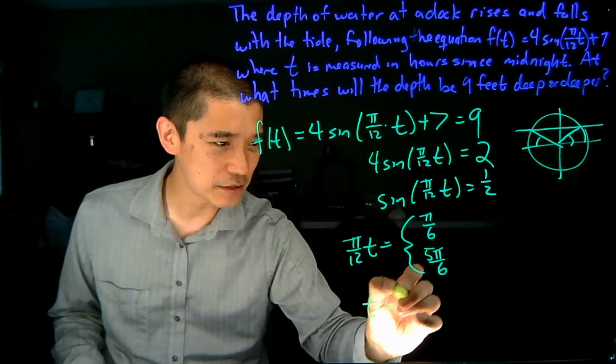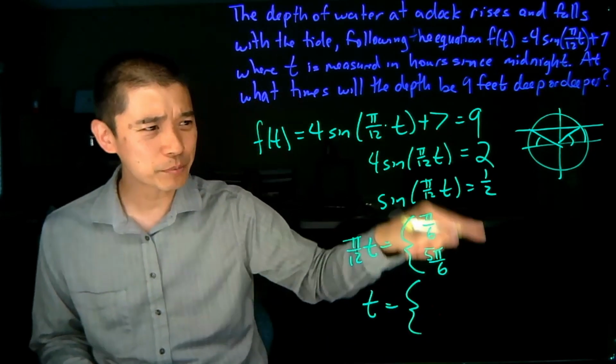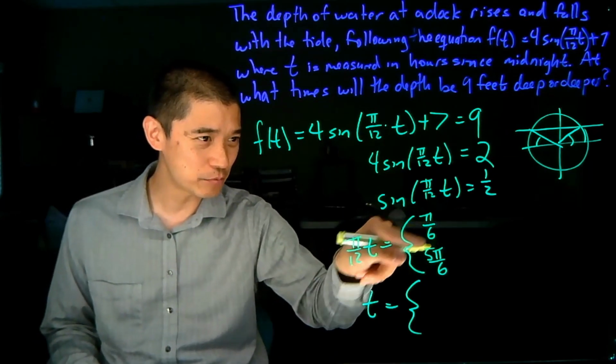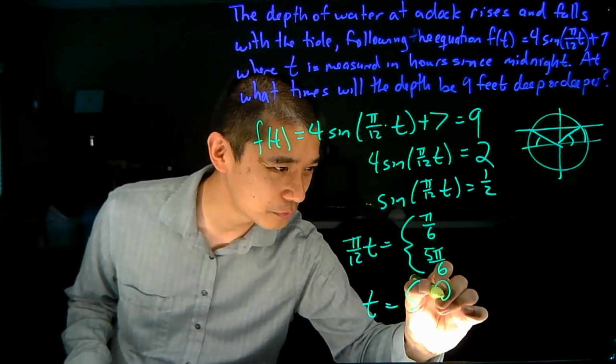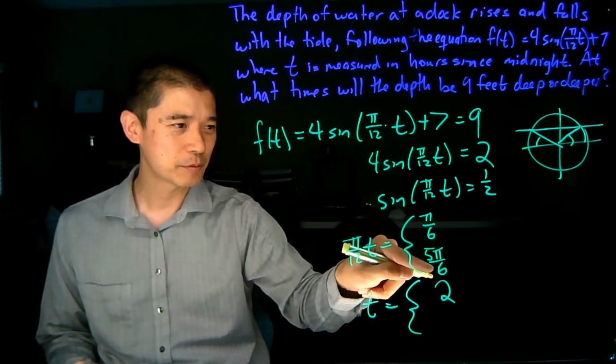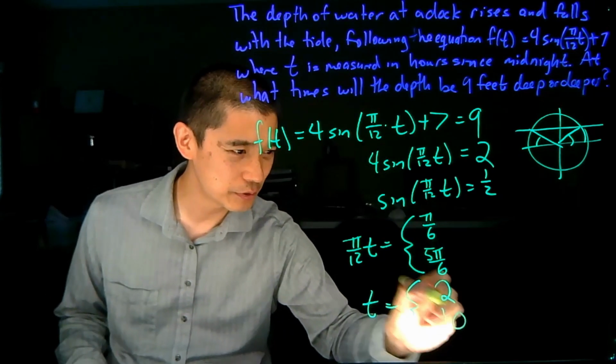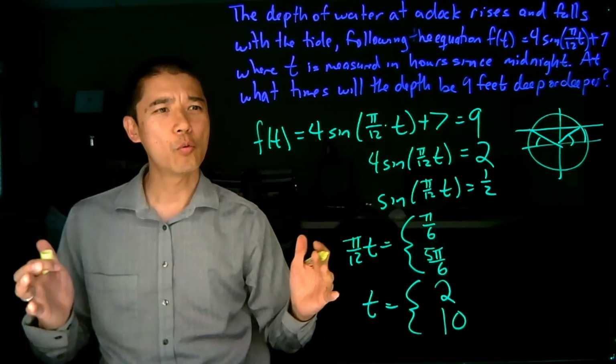So anyway, we're now trying to solve for t. So t is equal to, I'm going to multiply by 12, divide by pi. Dividing by the pi cancels out all the pi's. Multiply by 12, 12 over 6 is 2. And then here, multiply by 12, 5 times 2 is 10. So 2 and 10. What does this mean?